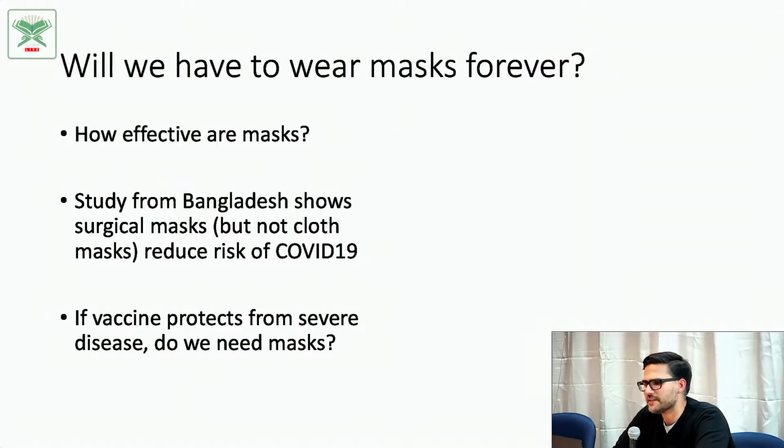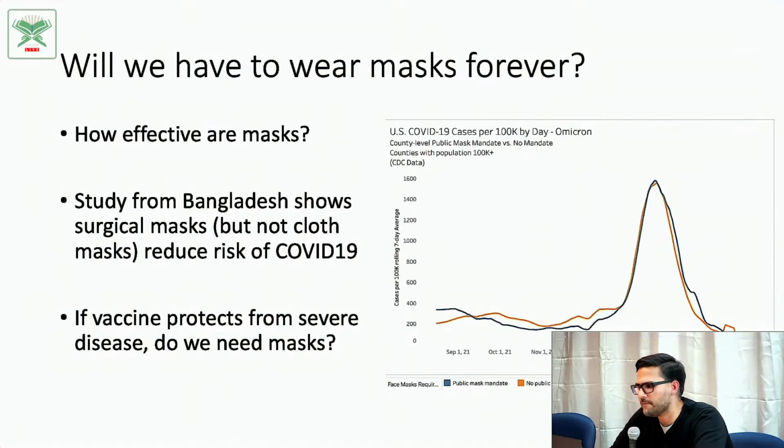But I guess the other question, if you pop to the figure as well, this is another provocative figure looking at COVID cases over the last few months in the era of Omicron. The orange line is in counties that have no public mask mandates, and the blue line is in counties that have public mask mandates. And you'll see that there's no difference in the cases between the two. So again, it reinforces that masks may not be that effective at controlling the spread of COVID-19.